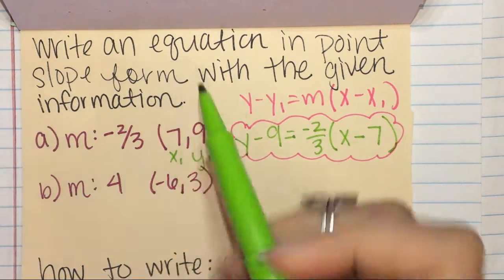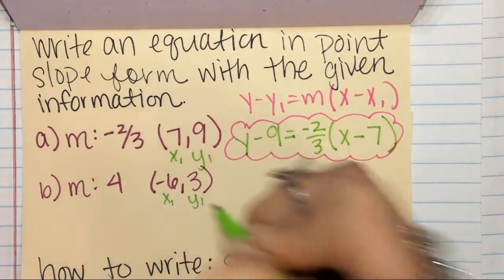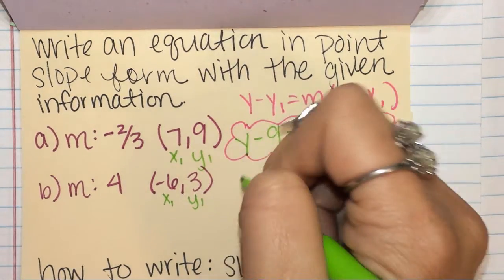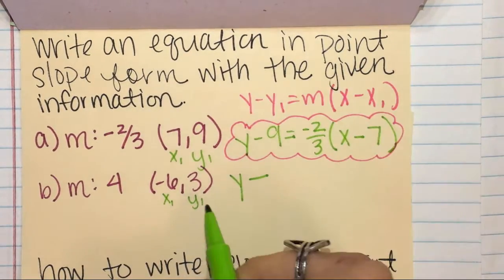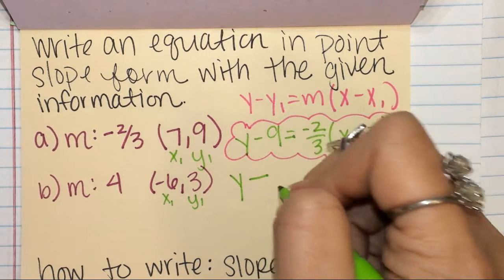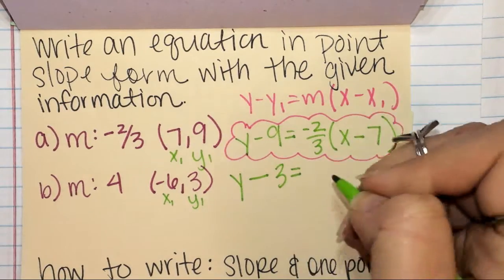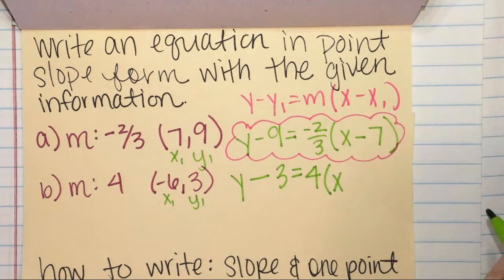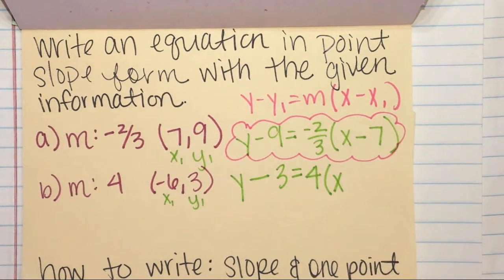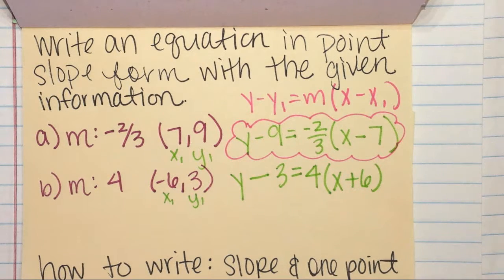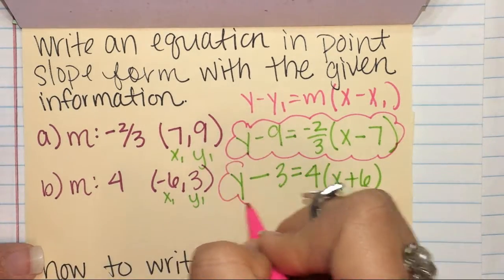Alright, so this is x1, y1. Now, this one has a negative, but don't freak out. It's the same thing. All you do is y minus, what's our y1? Negative 6. I'm sorry, what's our y1? 3. Oh, yeah, sorry. Equals, what's my slope? 4 times parentheses x. Now, it's minus a negative 6, so what would I do? Plus 6. That's it. That's the magic of point slope form. Isn't it lovely?